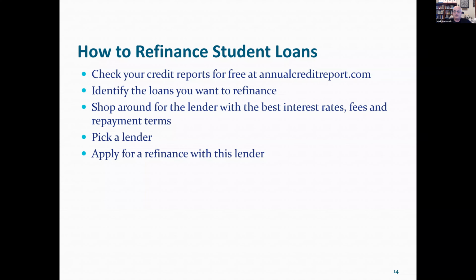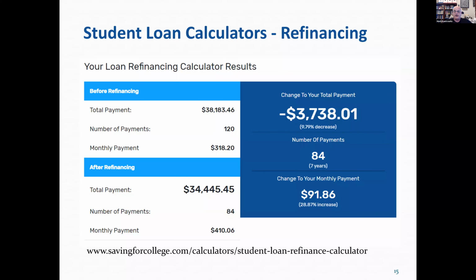Now we've got a couple of calculators on savingforcollege.com that you might find helpful. The first is a refinancing calculator. You enter how much you're considering refinancing. This example involves $30,000 in debt at a 5% interest rate with a 10-year repayment term. And I entered a 4% rate with a 7-year repayment term.